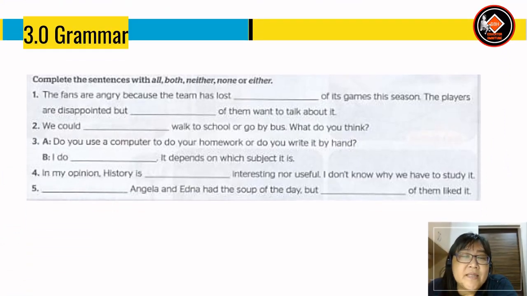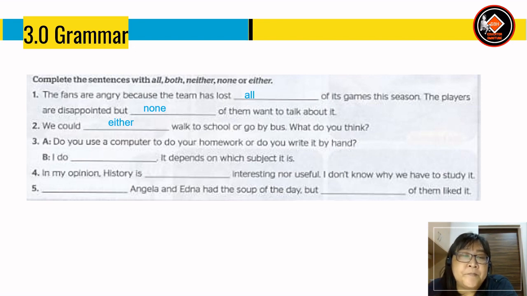Now complete the sentences with all, both, neither, none or either. The fans are angry because the team had lost all of its games this season. The players are disappointed, but none of them want to talk about it. Number 2, we could either walk to school or go by bus.